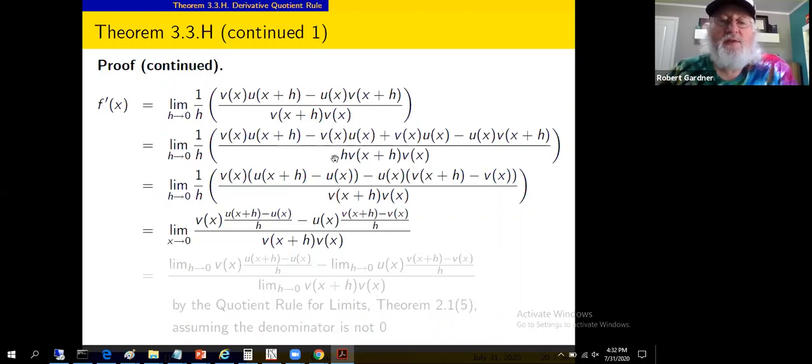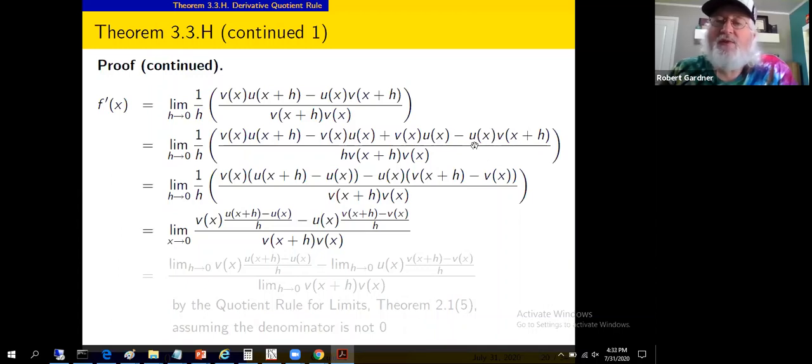Let's see. Let's do some factoring. Let's factor v of x out of the first two. Here's a v of x that leaves us with a u of x plus h and a minus u of x. Okay, you like the sound of that? So I'm looking for difference quotients. Over here, okay, this one's a little more complicated, and this is where the negative sign comes from. Let's factor a negative u of x out of these two.